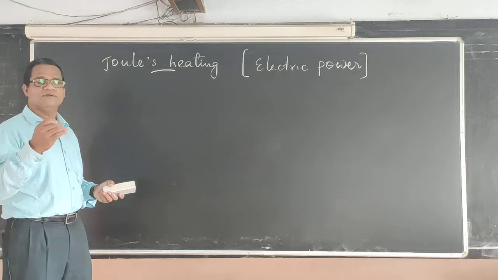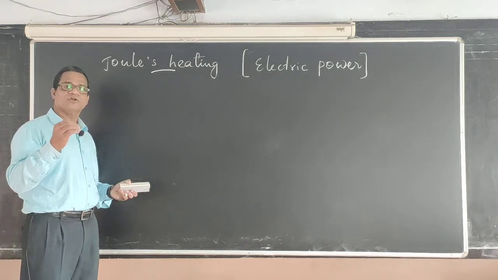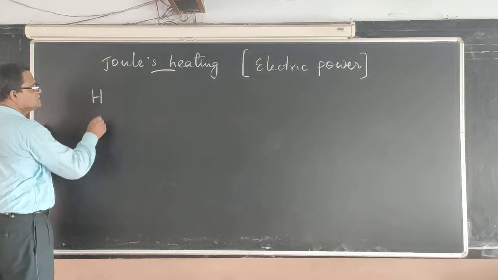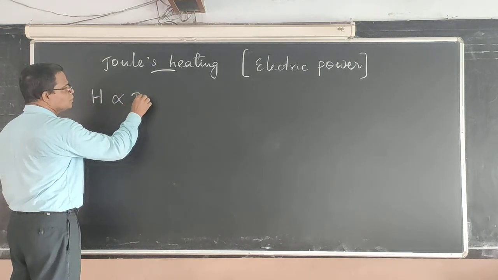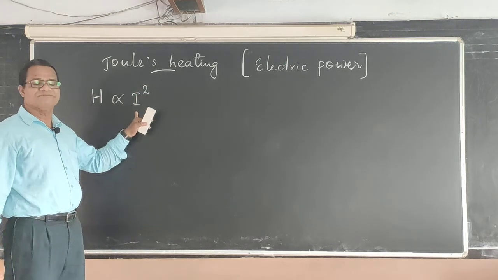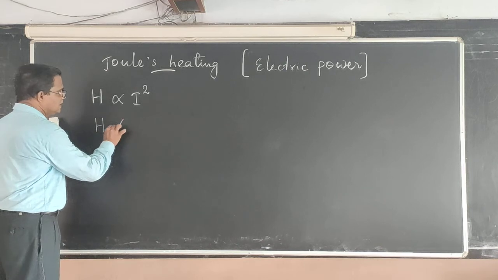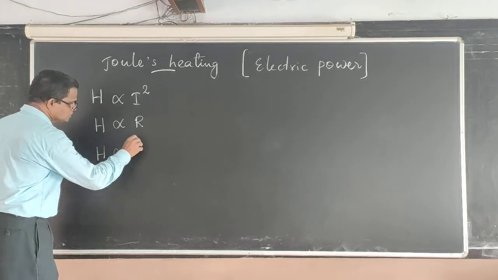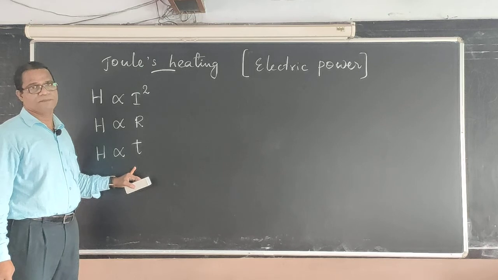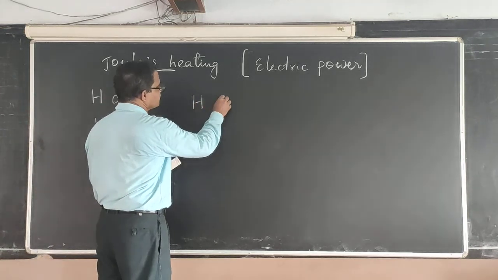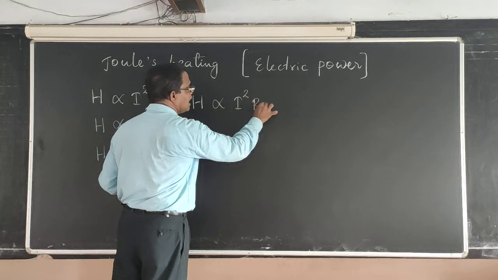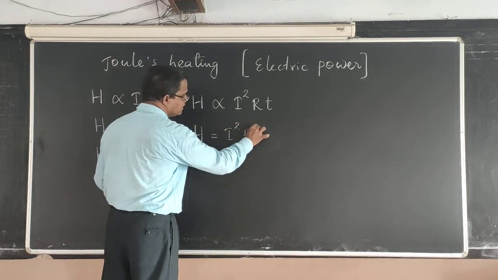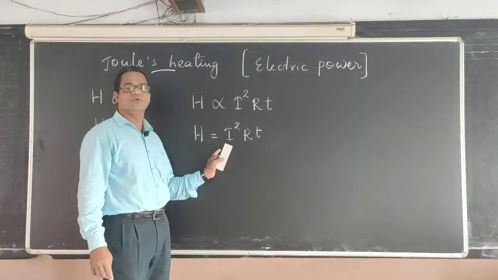It says that whenever a steady current is flowing through a wire of resistance R for a time t seconds, then there will be a heat energy developed found to be directly proportional to the square of the intensity of the current, and directly proportional to resistance R of the wire, and directly proportional to time t in seconds. That means H is directly proportional to I squared R t, and H is equal to I squared R t because the proportionality constant is found to be 1.